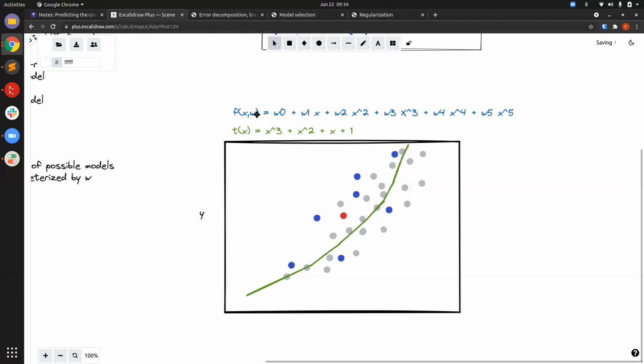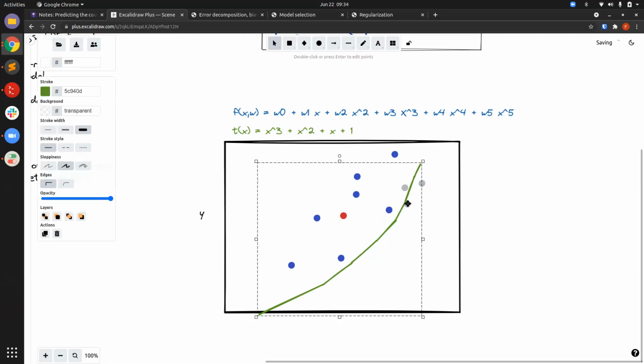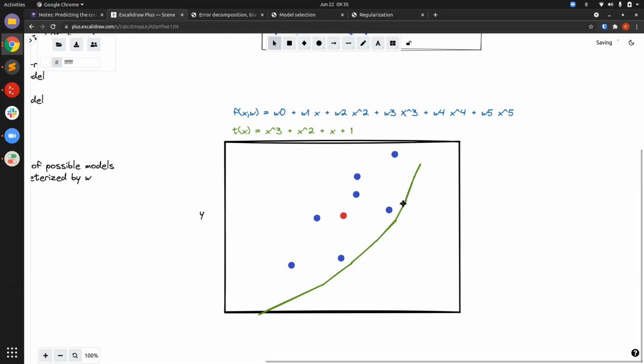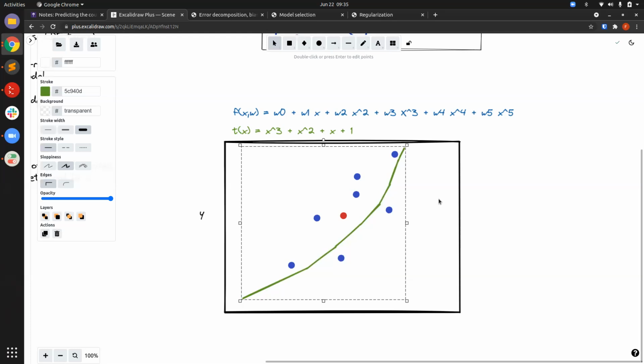So if we assume this model class, is the true function in the model class? Is there some parameter estimate for W that could find the true function? Exactly, what if I said W5 equals 0, W4 equals 0, W3 equals 1, W2 equals 1, W1 equals 1, W0 equals 1. In that case, the true function is in the model class, which means there is some parameter estimate for which f of x is equal to t of x. So why not just always use very complex functions so that I don't have an undermodeling problem?